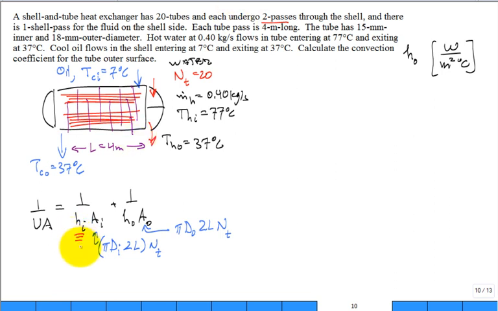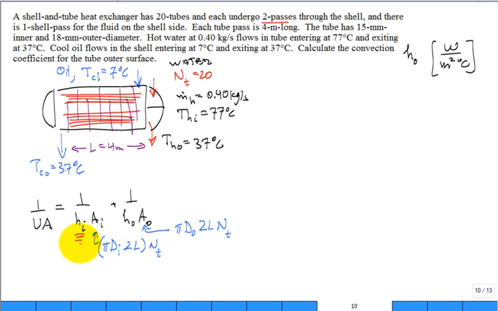Now, let's attack h inner first. How am I going to calculate the convection coefficient on the inside of the tube? It's forced convection, so we're probably going to check the Reynolds number to see if it's laminar or turbulent. If it's over 2300, turbulent. I'll look for a Nusselt correlation. The most popular, easiest one, especially on exams this semester, would be the Dittus-Boelter. That will give me the Nusselt number. Once I have the Nusselt number on the inside, I get the h on the inside.